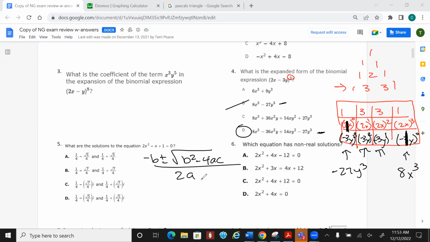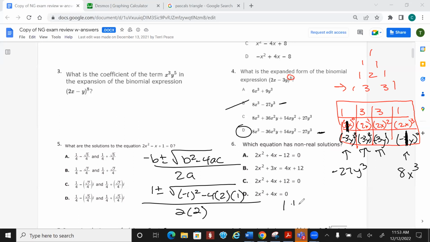Okay, so now when we plug in, that's going to give us 1 plus or minus the square root of negative 1 squared minus 4 times 2 times 1 all over 2 times 2. When I simplify this, this is going to give me 1 plus or minus the square root of 1 minus 8. So that's going to give us negative 7 over 4. Looking at our answer choices, which one has an i and has a 7 underneath the radical? Okay, so my answer is C.